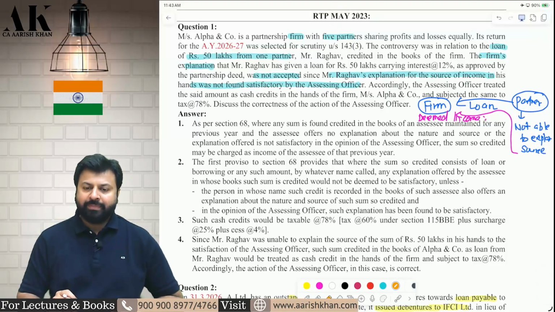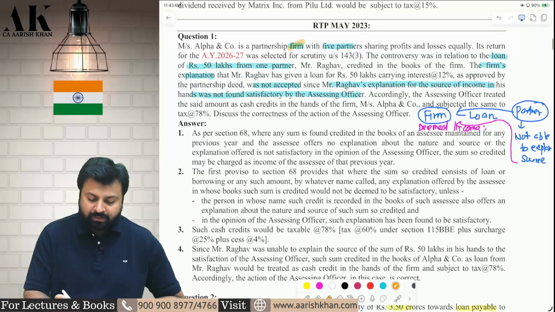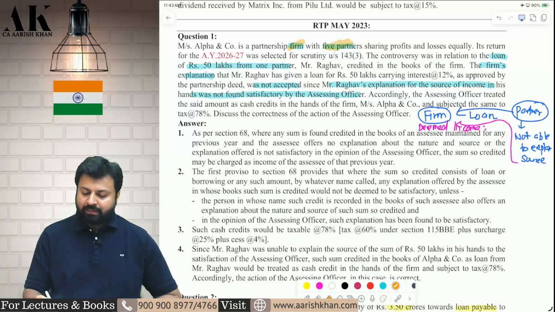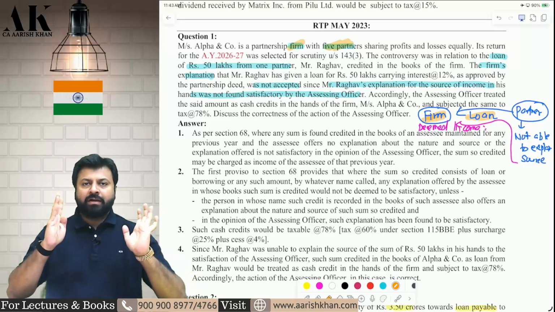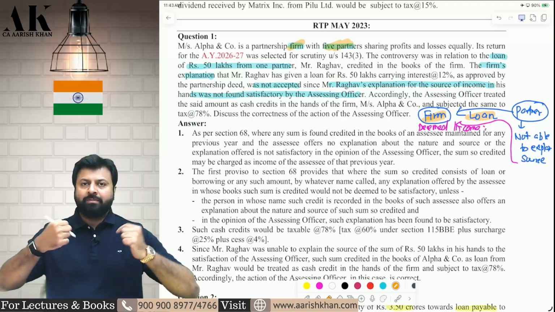So let's go ahead with the next RTP. RTP May 2023, question number 1, is a very simple question. There is a partnership firm in which there are 5 partners. Now one of the partners has given a loan of 50 lakh rupees to the firm. Just take an example: I am a firm, you are a partner, you are Mr. Raghav, and you are giving me a loan of 50 lakh rupees.